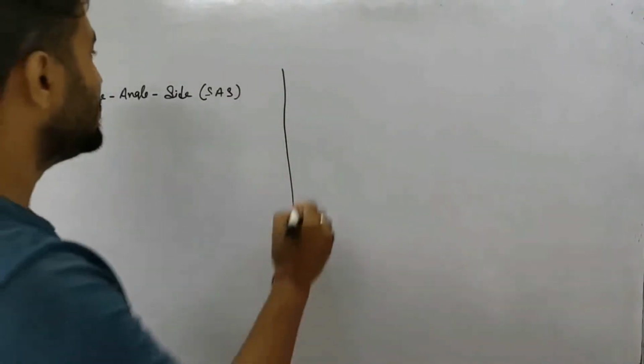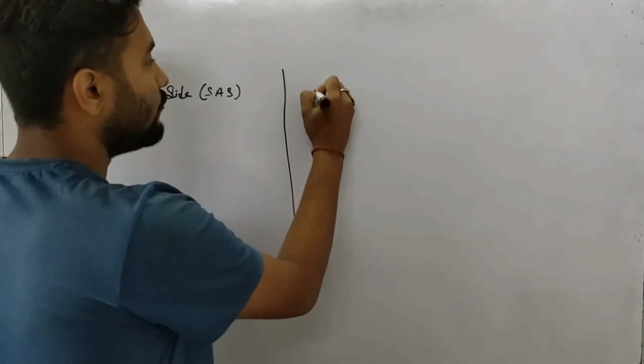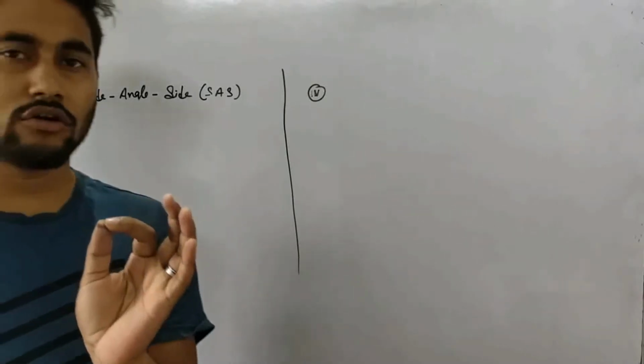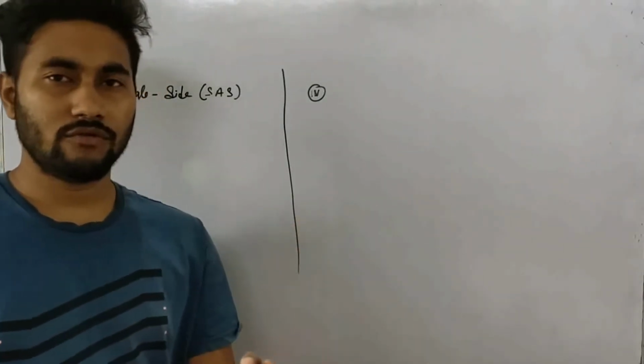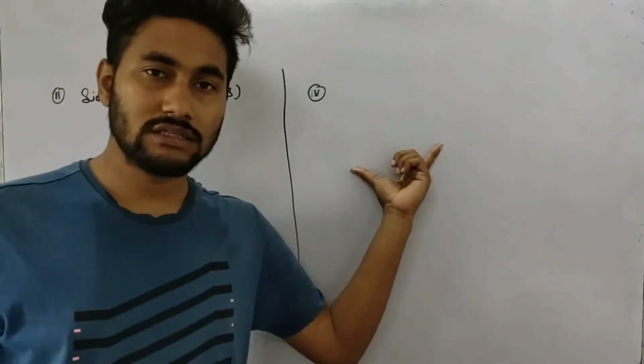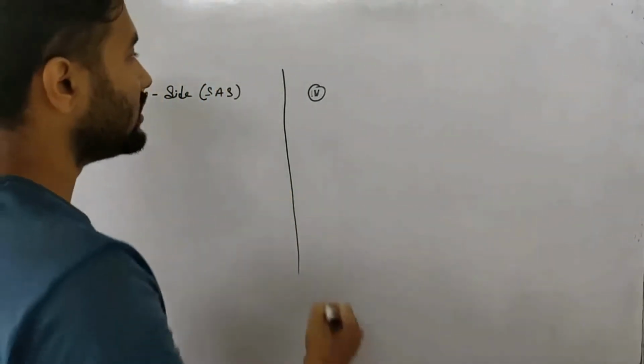Forget about it. See one more now. Number 4, not number 3. Okay, directly number 4, because there is a slight confusion between number 3 and number 4. That is side angle side and right angle hypotenuse side. So let us see at first right angle hypotenuse side.